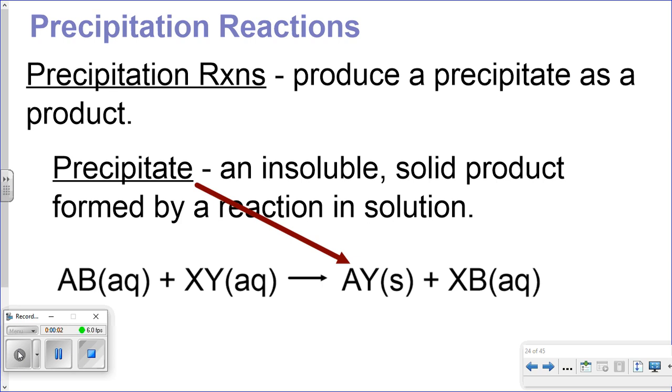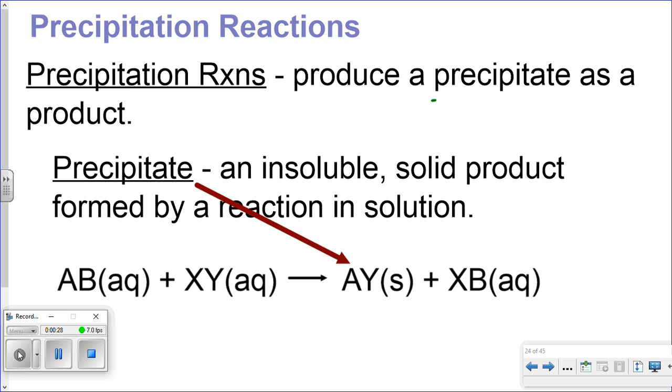Hello everyone, in this video I want to talk about precipitation reactions, and along with precipitation reactions we need to talk about the solubility rules and the idea of solubility. So with that, a precipitation reaction, in a gen chem type setting, we call them double replacement reactions.